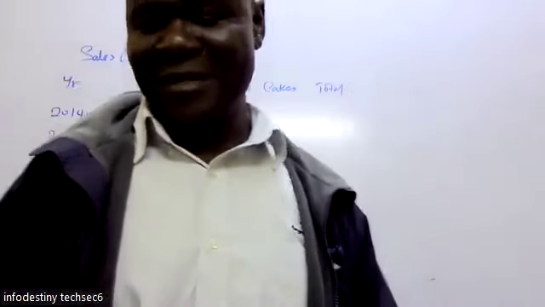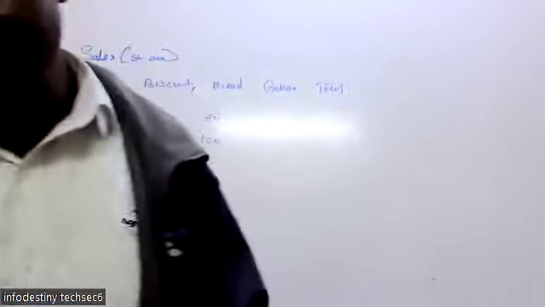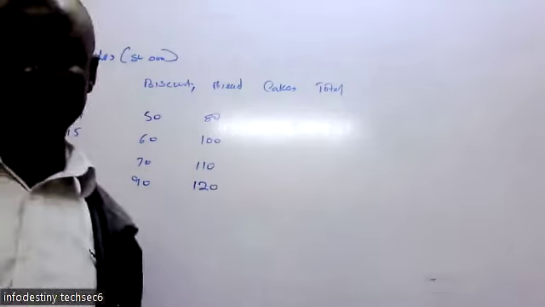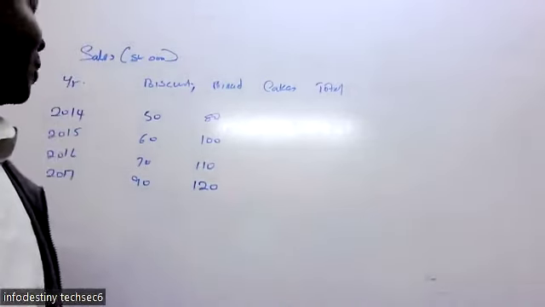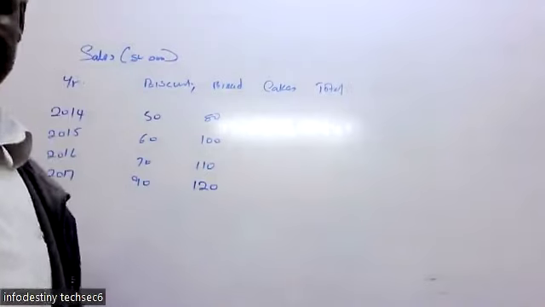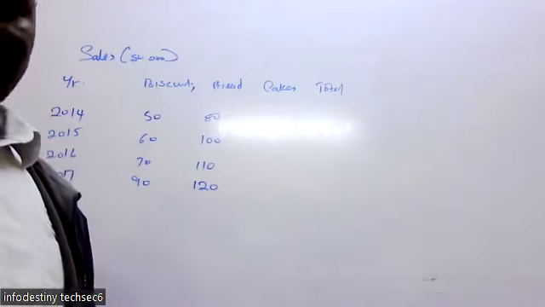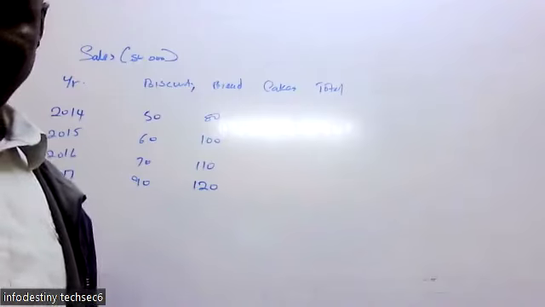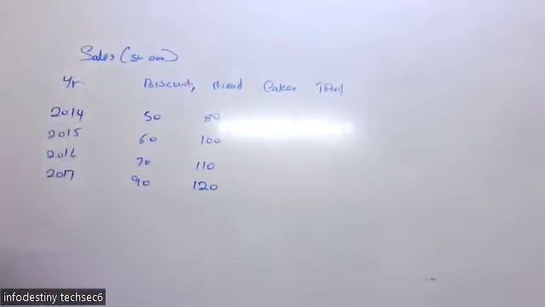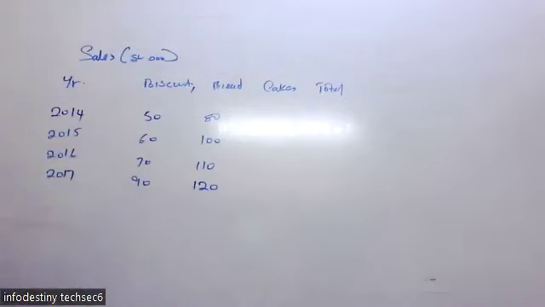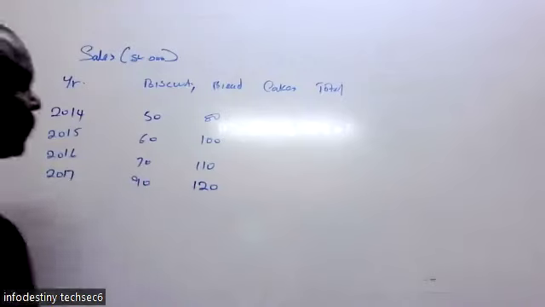Okay, let's continue. Let me start again. We are looking at an example. I will say XYZ Limited are manufacturers of 3 products. You have the biscuits, bread, cakes. Their sales for a period of 4 years was as follows. So we have the 4 years, which started from 2014 to 2017. Then we have the biscuits, we have the bread, and then the last we have the cake, which is 40, 50, 30.